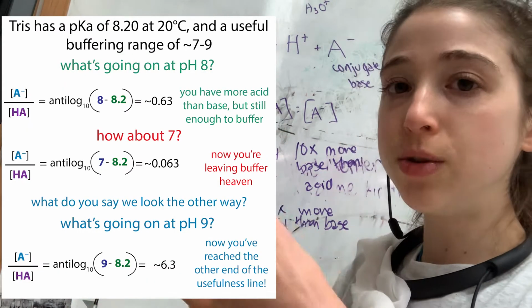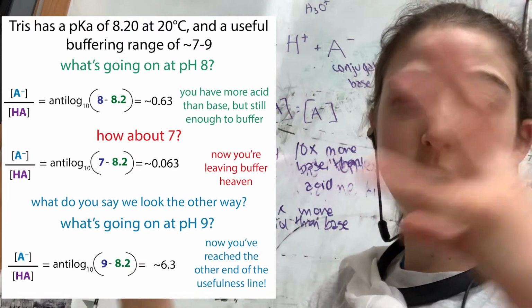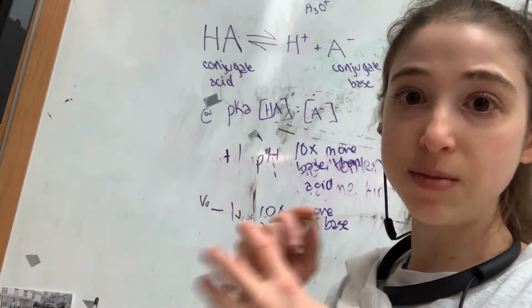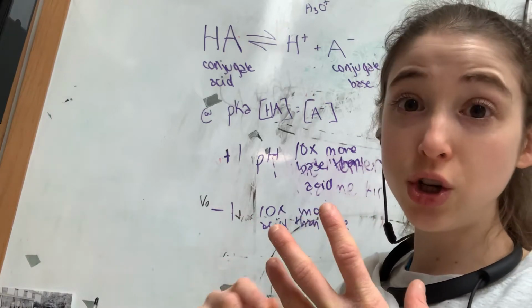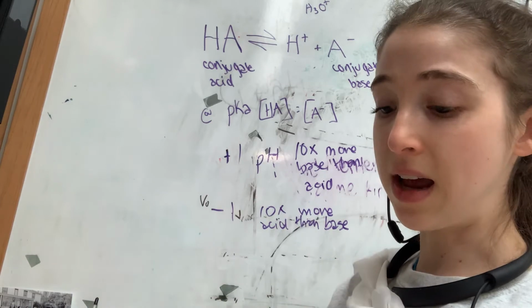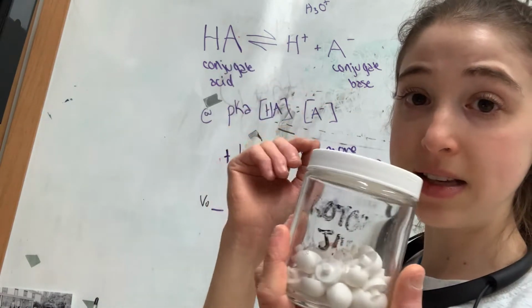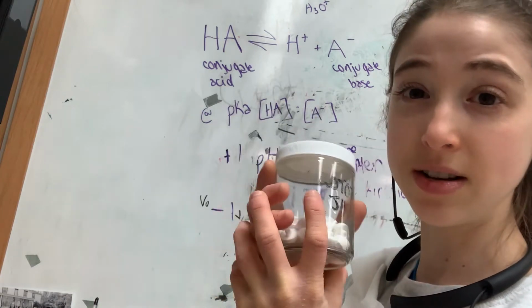So we want to choose a buffer whose pKa is within about plus or minus 1 pH unit of its pKa in order to ensure that we have enough acid and enough base to counteract what's going on if you add or take a base from here, so that you can maintain these constant levels.